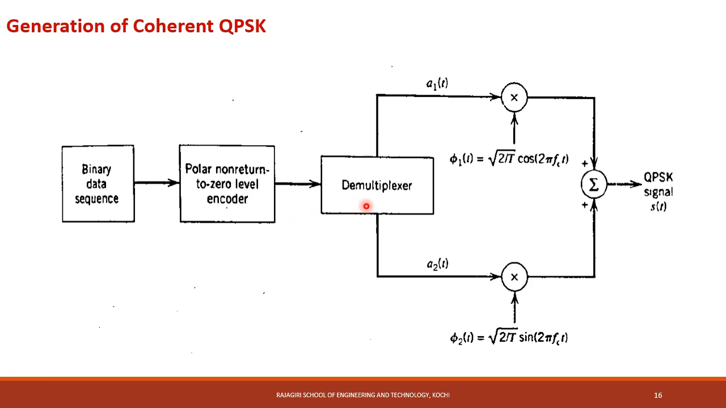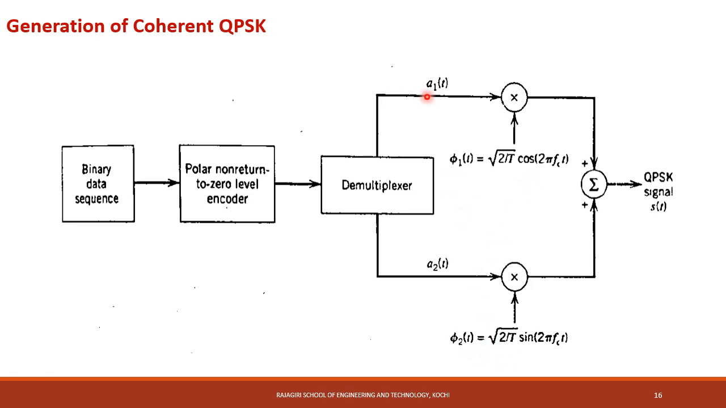The demultiplexer is used to divide the binary wave into two separate waves consisting of the odd and even numbered input bits, that are represented by the signals a1 of t and a2 of t. The two binary waves a1 of t and a2 of t are then used to modulate a pair of quadrature carriers or orthonormal basis functions.